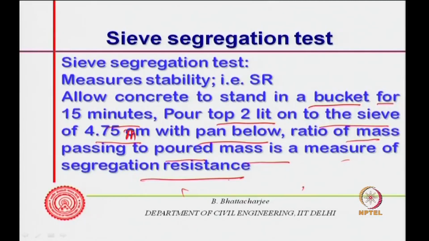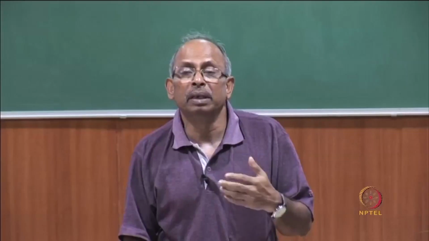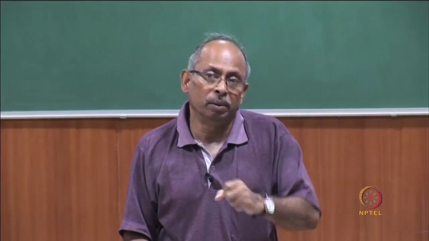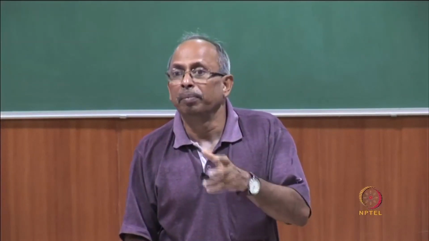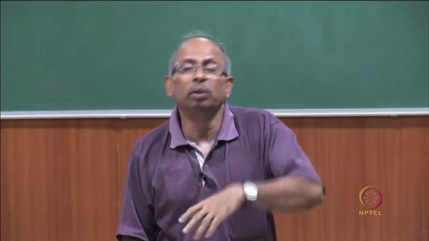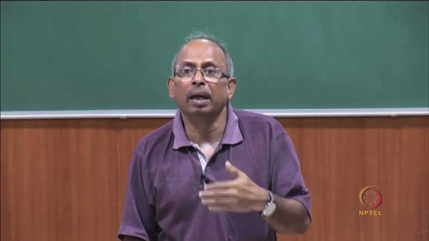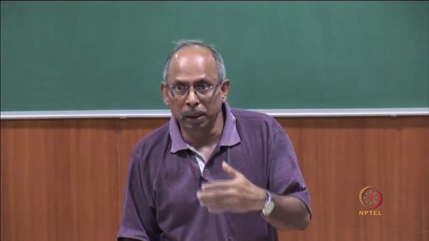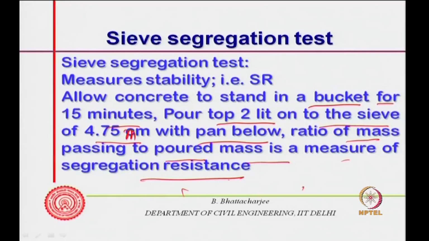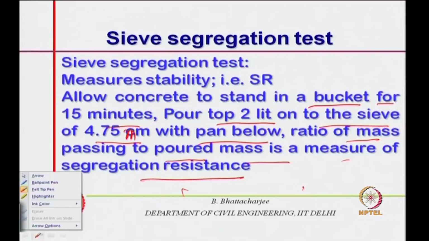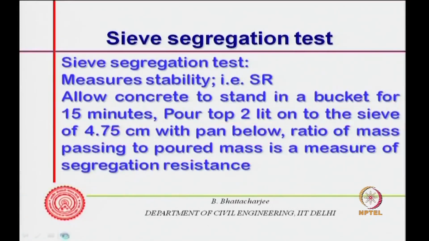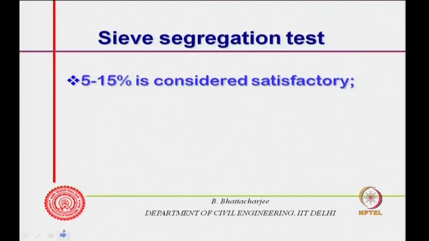So, the quantity or proportion of the mass passing is a measure of segregation resistance. If it is less, that means the relative proportions of the fines and water to the total mass should be appropriate. So, one can relate this to the segregation resistance. 5 to 15% is considered satisfactory.